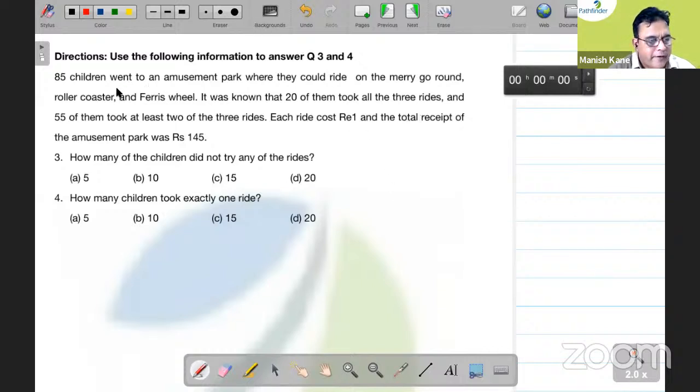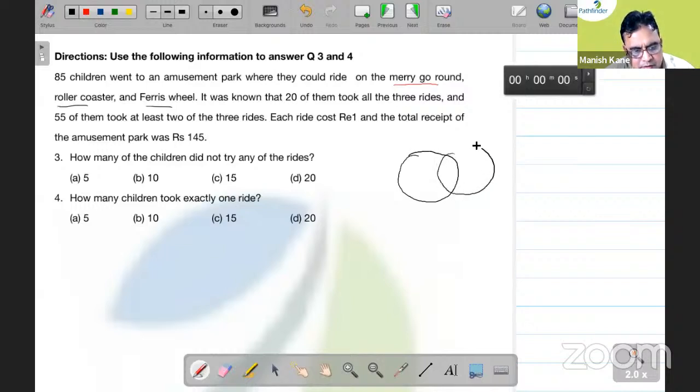Very good. 85 children went to an amusement park where they could ride on the merry-go-round, roller coaster, and Ferris wheel. So once again, there are three items. So you have your three circles here, 1, 2, and 3. So let us name them merry-go-round, roller coaster, and Ferris wheel. It was known that 20 of them took all the three rides. So I'll write this as 20. Let me write it out in red. So they took all the three rides, and 55 of them took at least two of the three rides.